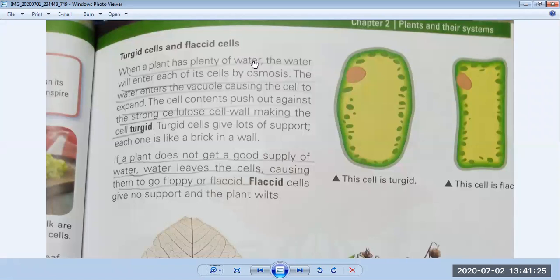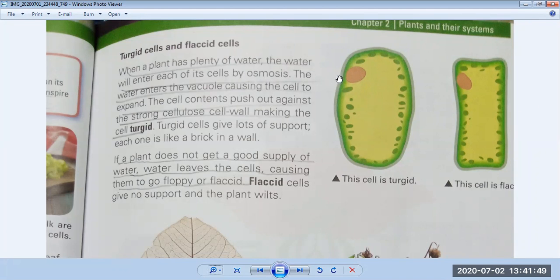So if a plant is getting plenty of water, the water will enter each of its cells by osmosis. Yes, we have discussed this in the transpiration stream. When roots absorb more and more water, they push it towards the stem. At that time, water moves from cell to cell by the process of osmosis. So the water enters the vacuoles, causing the cell to expand.